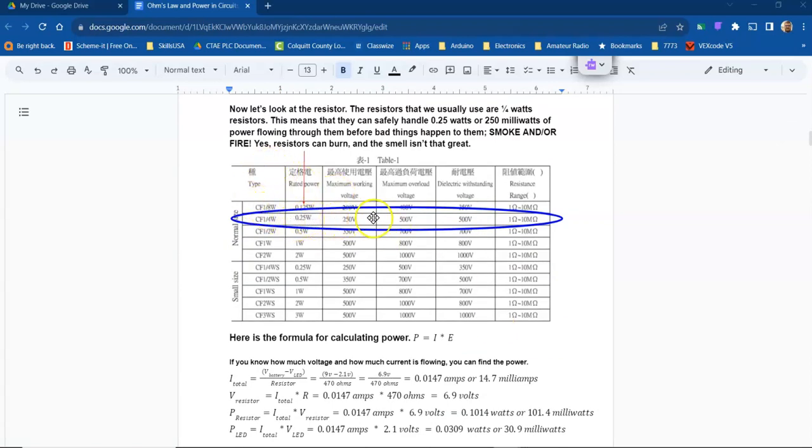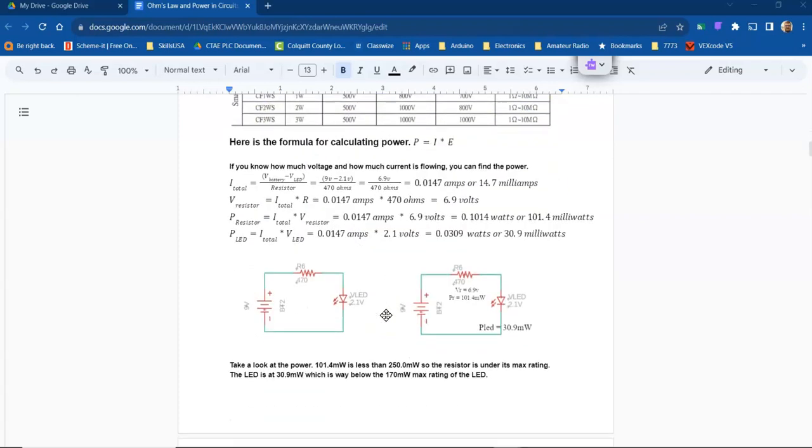The resistor has a power rating as well. That's a quarter watt, 0.25 watts. And a quarter watt is not a lot. Now, on this one, if you asked, is the resistor within its power rating? Well, 0.1014 watts is about half, give or take, it's half of a quarter watt, 0.250.